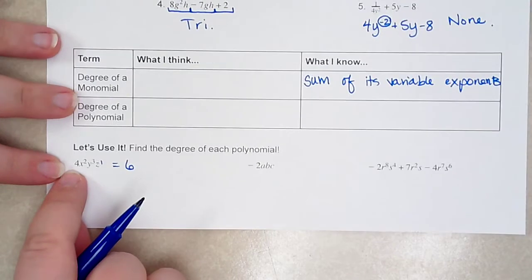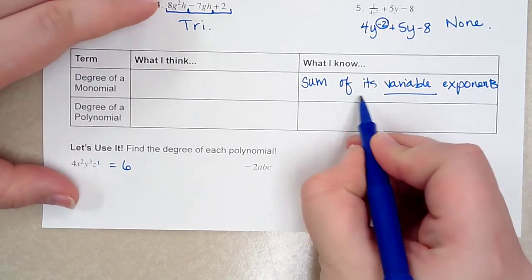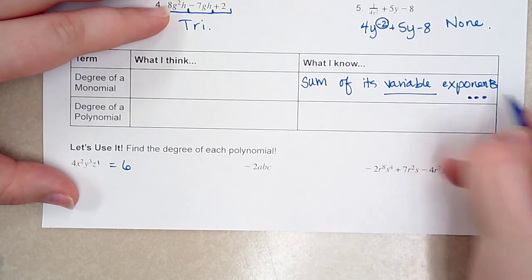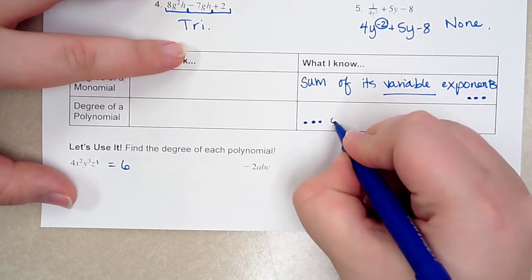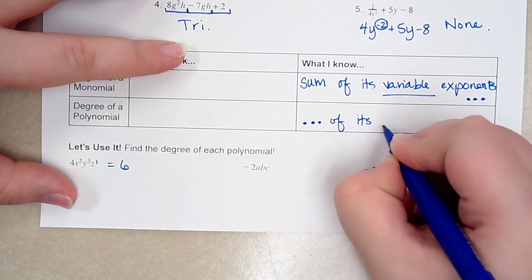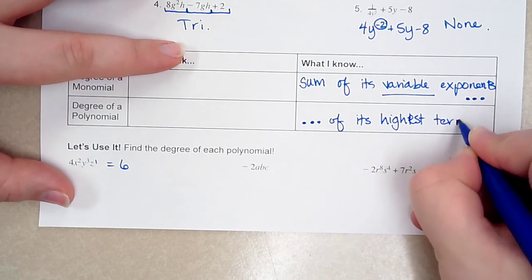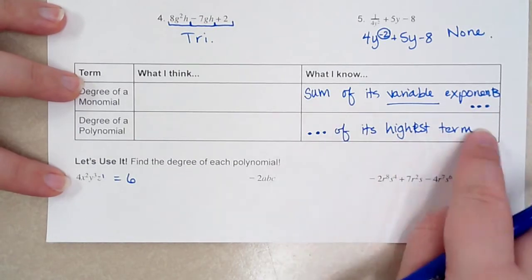Notice, I don't include the 4 because it is not a variable exponent. It's a numerical exponent, so we ignore that. The degree of a polynomial then is similar. It's the sum of its variable exponents. I'm going to put dot, dot, dot. So it's the sum of its variable exponents of its highest term. Highest term. Let's see if Miss Burry can spell today. There we go. So sum of its variable exponents of its highest term.